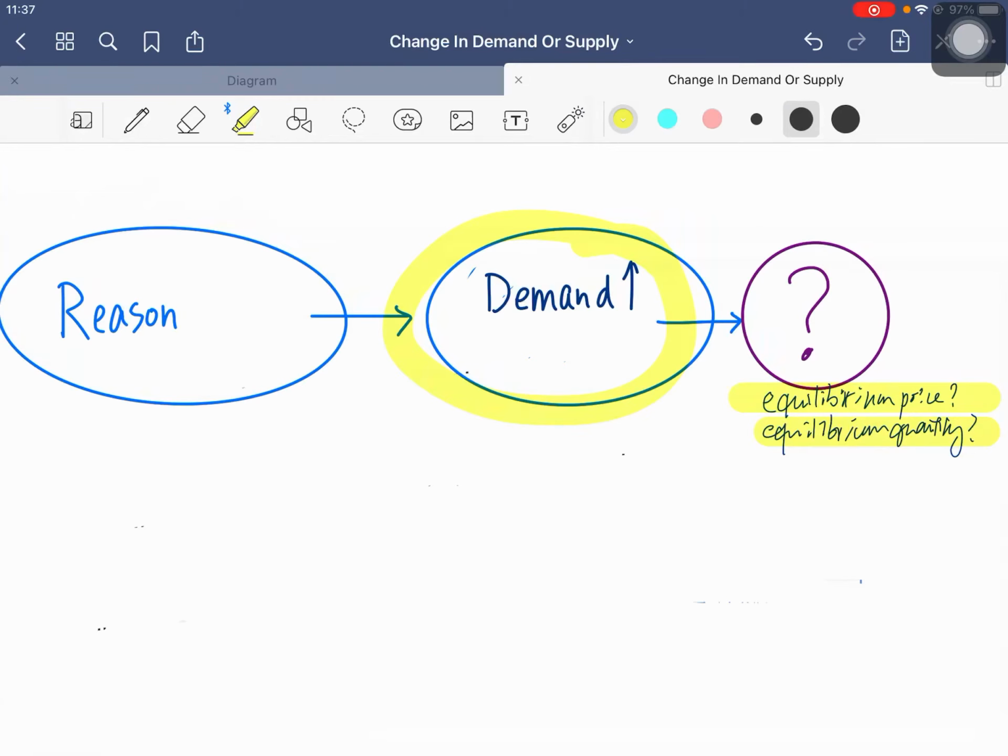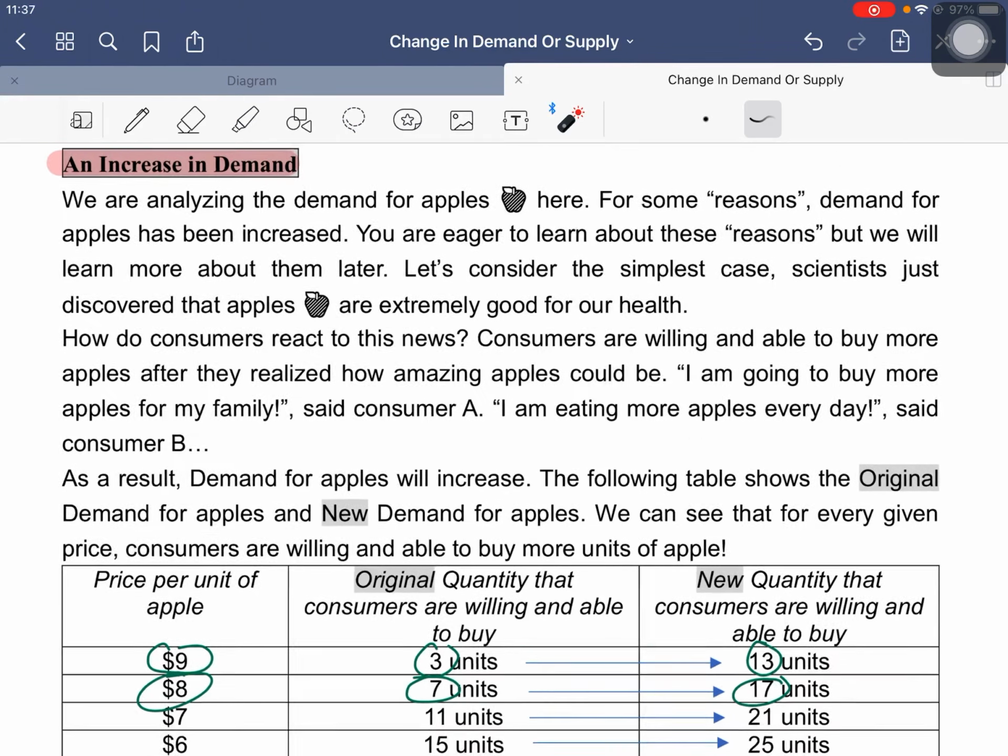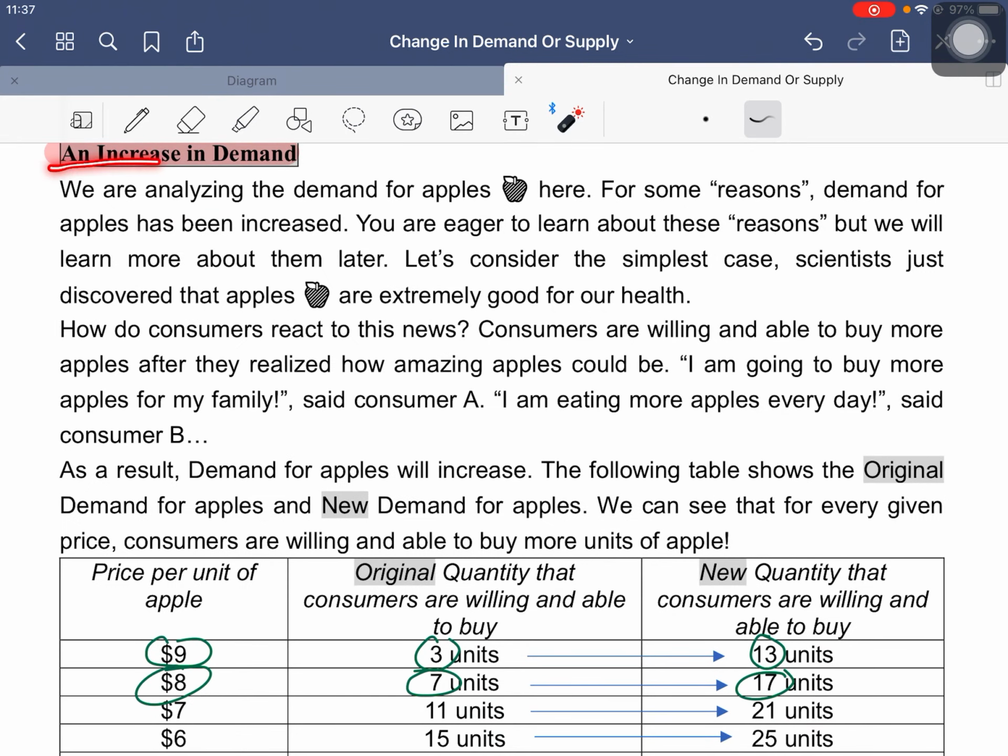In this video, I'm going to introduce what will happen to our equilibrium price and the equilibrium quantity when there is an increasing demand. So the case here is there is an increase in demand. Our example is using apples. For some reasons, the demand for apples has increased. These reasons, we will introduce later. Right now, we just focus on the simplest case.